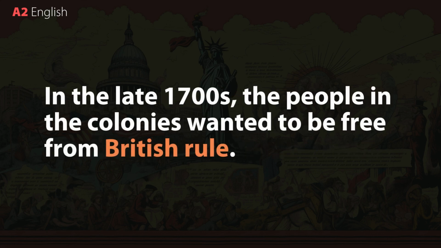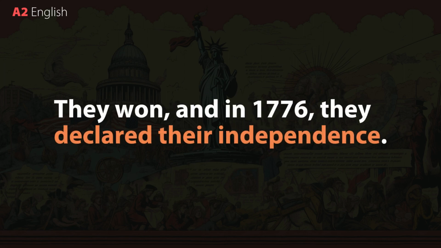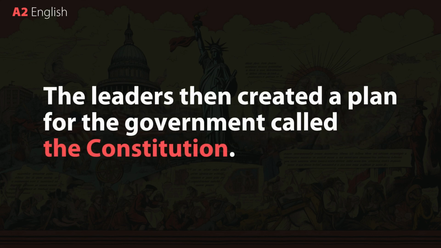In the late 1700s, the people in the colonies wanted to be free from British rule. This led to a big fight, called the American Revolution. They won, and in 1776, they declared their independence. The leaders then created a plan for the government, called the Constitution.